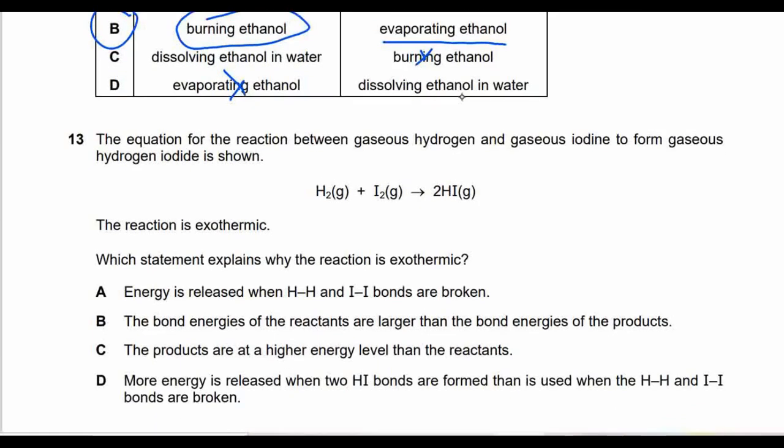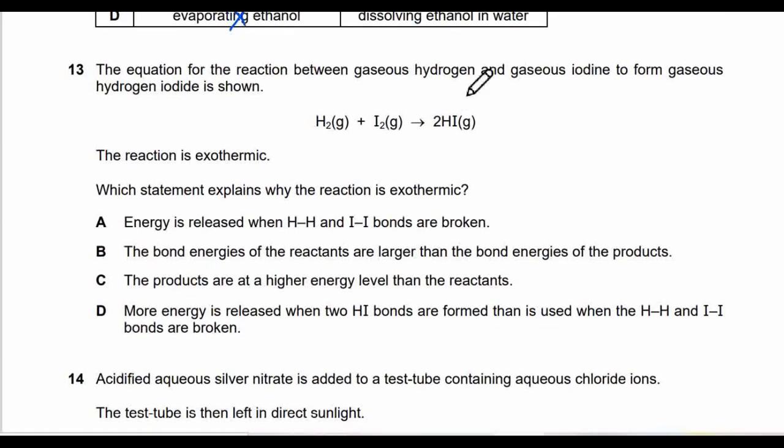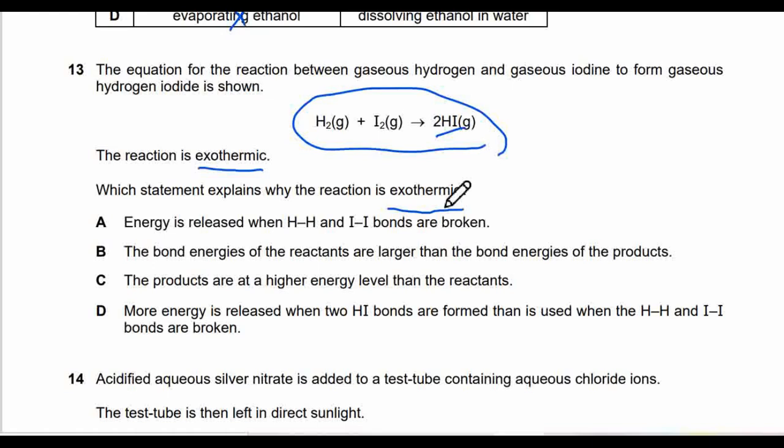Let's move on to question 13. The equation for the reaction between gaseous hydrogen and gaseous iodine, to form gaseous hydrogen iodide, is shown. The reaction is exothermic. Which statement explains why the reaction is exothermic? Exothermic means the temperature of the surroundings is increasing since the system releases energy to the surroundings. That is due to more energy being released when two HI bonds form, compared to the energy used when H-H and I-I bonds are broken. So that will be D.